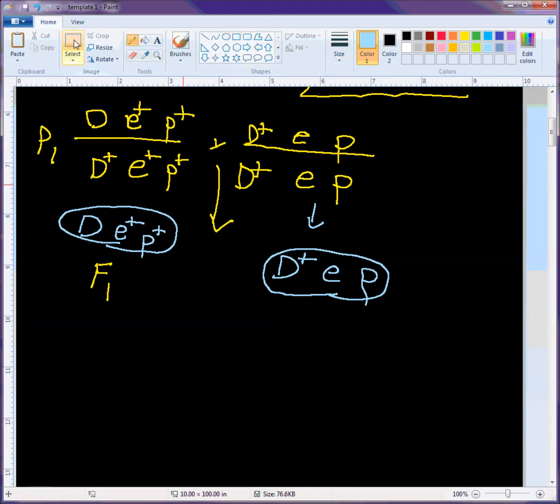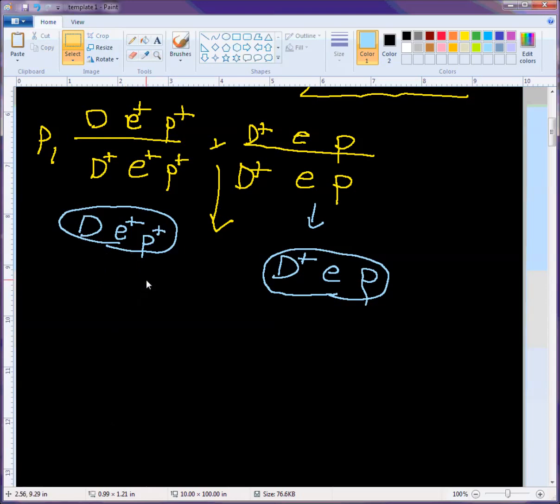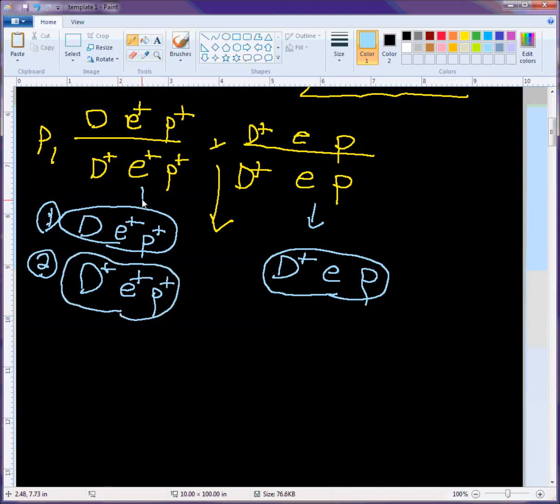And let's see if I can erase this. I'm going to cut that out of there. Perfect. Okay, so this is one type of gamete here, and the other one is going to just have the D plus allele. So two genetically distinct types of gametes from this fly, and only one from over here.